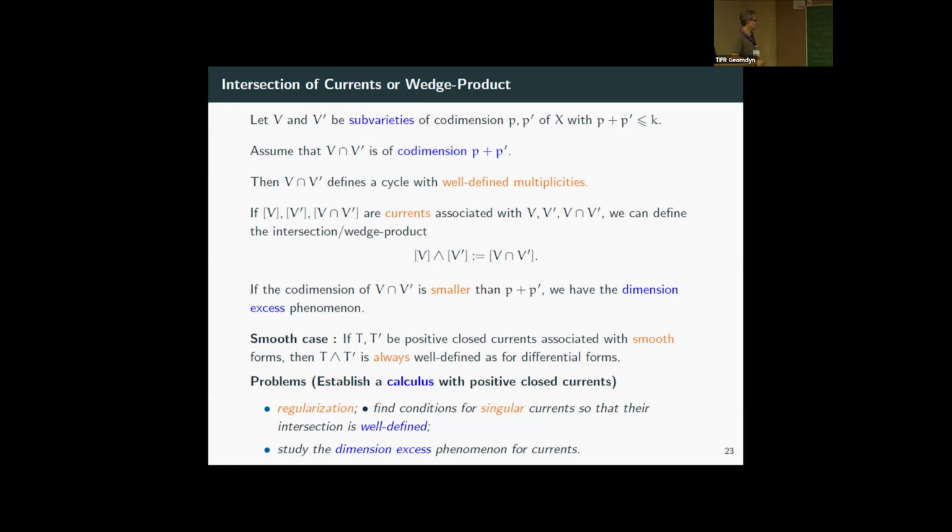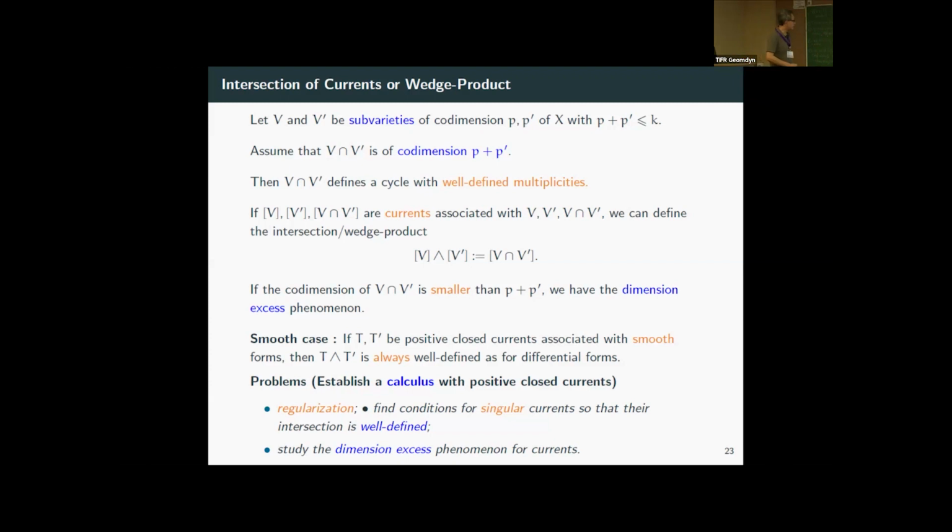So in this case, in the complex setting, you can define the multiplicities of the intersection, and then you can define the currents. So V gives you a current, V prime gives you a current, the intersection gives you a current, and then the intersection of V and V prime is given by the intersection of the analytic or algebraic sets here. Okay, so this definition is compatible with the definition in complex geometry.